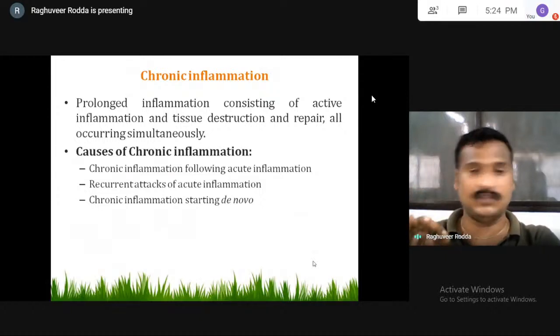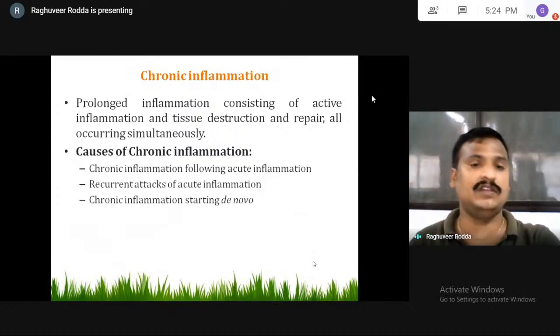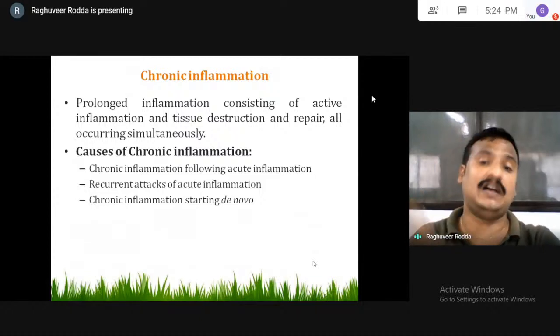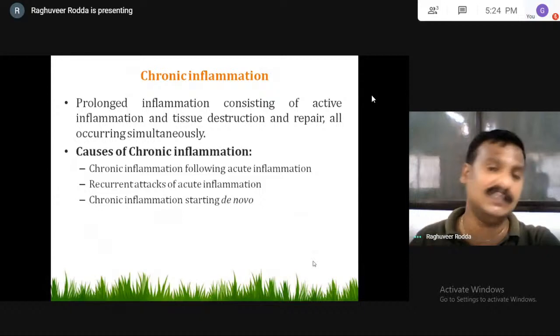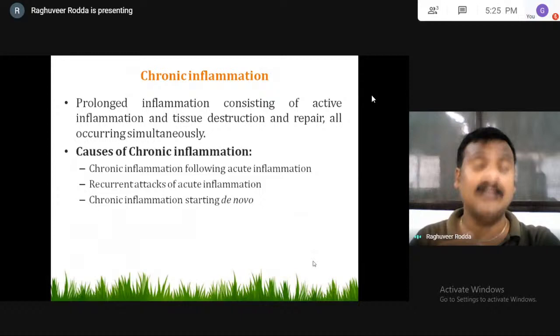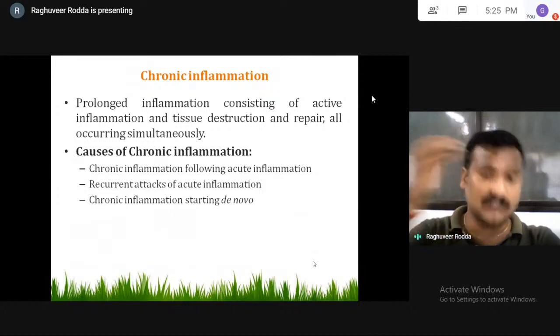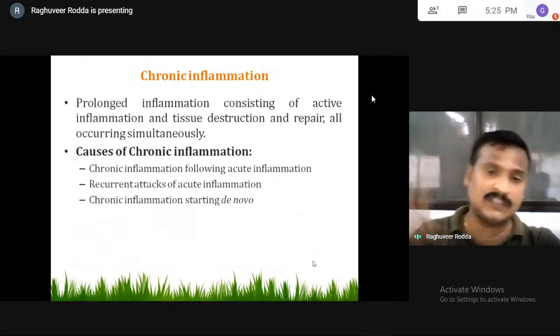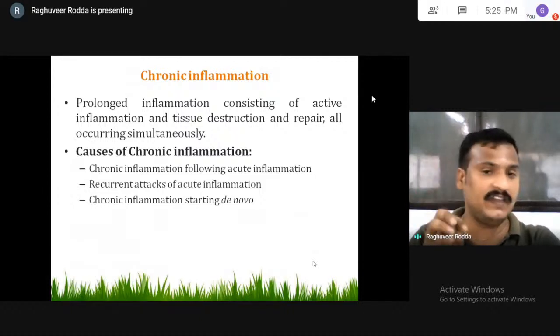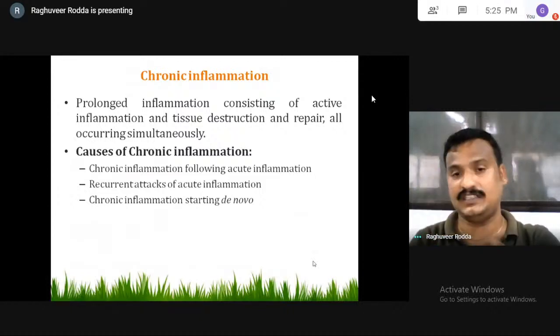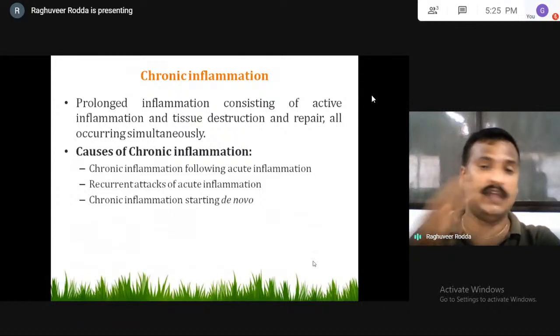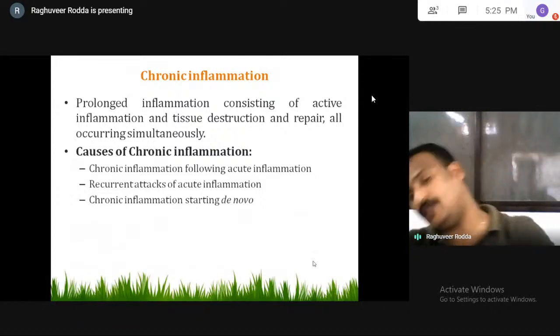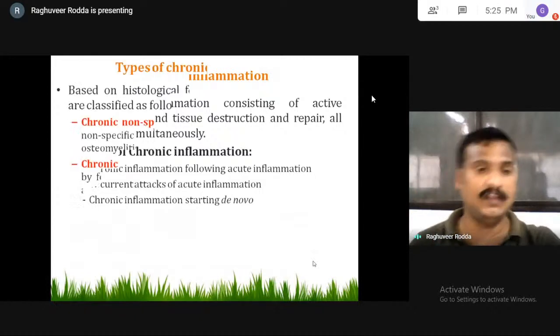When acute inflammations are not sufficient, when there is recurrent attacking of acute inflammation, or de novo, when acute inflammation is bypassed for any reason and the body does not recognize the cell damage or cell injury at the initial stage, then without producing a non-specific defense, it will produce a specific defense, which extends for a longer duration. This is called the chronic inflammation process.